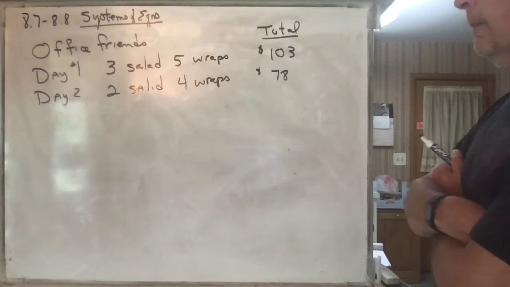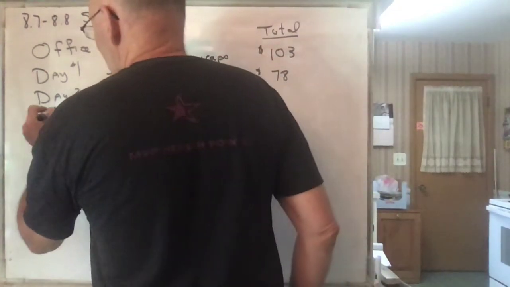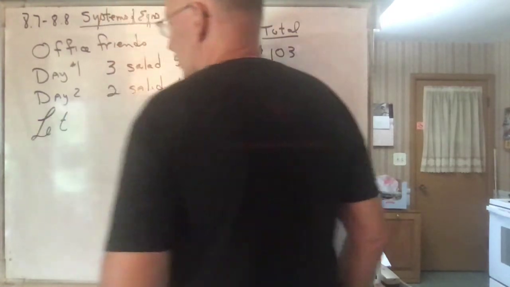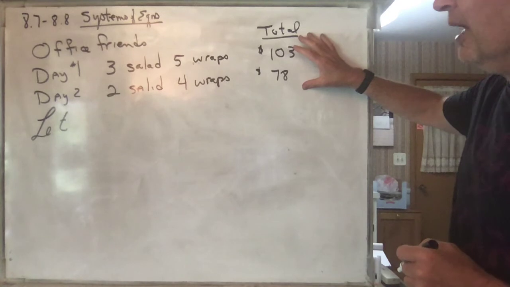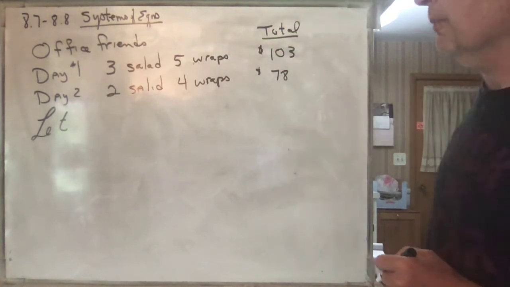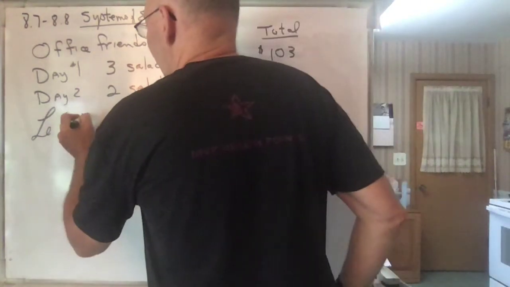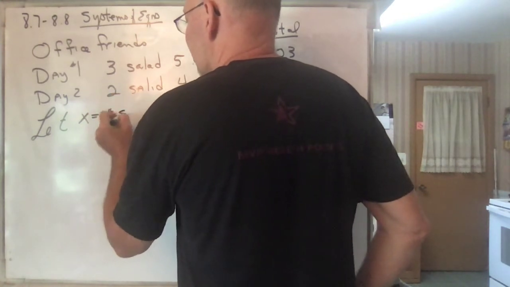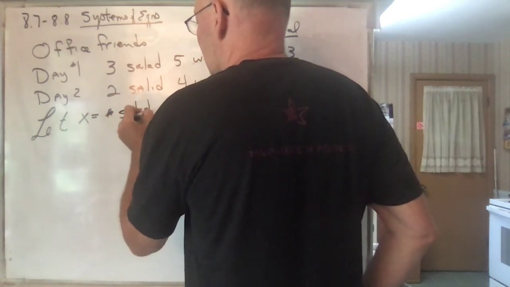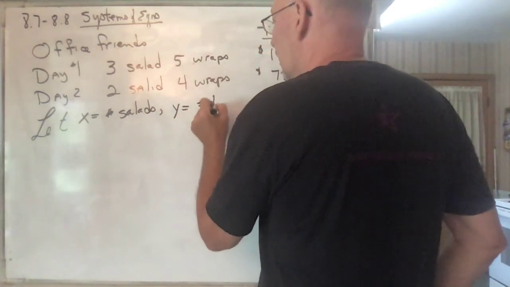Well, remember, can you anticipate what I'm going to say? You need to take a physical situation, and the way you turn it into something mathematical is by letting x be something and y be something, whatever you want. So let's let x be the number of salads, and let's let y be the number of wraps.